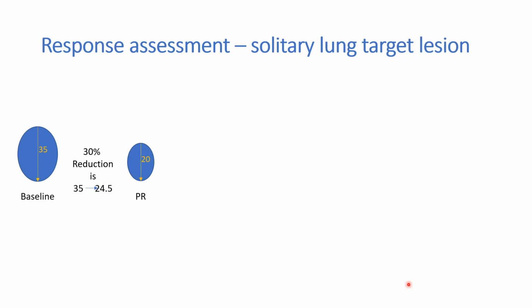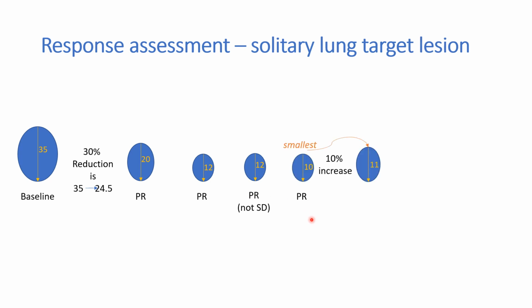Here we have a response assessment in a solitary lung lesion. So there's an initial more than 30% reduction, so that's called a partial remission. You get another few lesions which are a bit smaller, but it's not complete remission, so they're called still partial remission. So between here and here, this is still a partial remission. It's not called stable disease. So the response is still partial remission. And then we get a slight increase, so that's not a 20% increase, so it's still called a partial remission. It's not stable disease or PD.